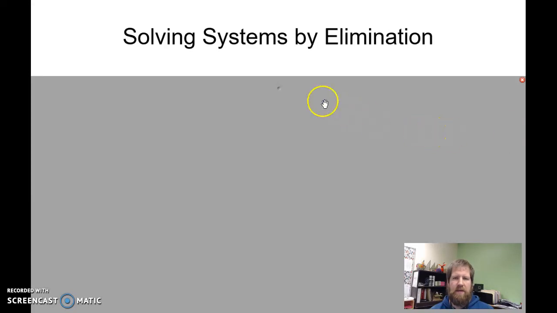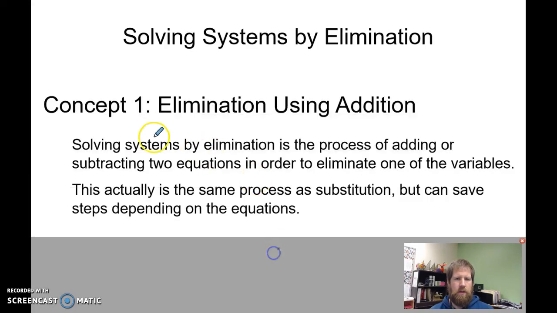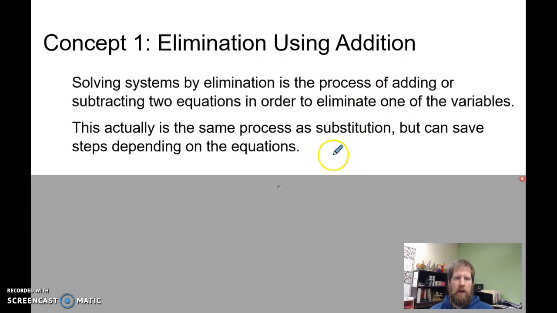Solving systems by elimination. So concept 1 is elimination using addition. And elimination is another way to solve systems. All right, and basically you're going to be adding or subtracting equations with the goal of eliminating a variable.